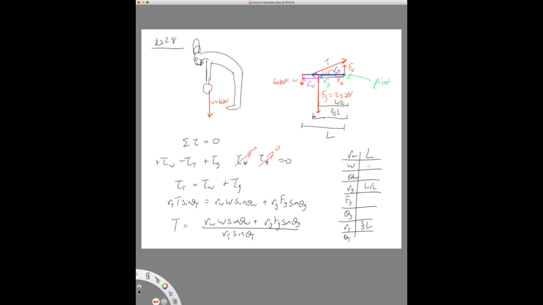The W is 60 newtons. The force of gravity is 250 newtons. And my angles, we have a theta W, which is 90 degrees, and a theta G, which is 90 degrees, but a theta T, which is only 12 degrees. So I copy this to the next page.